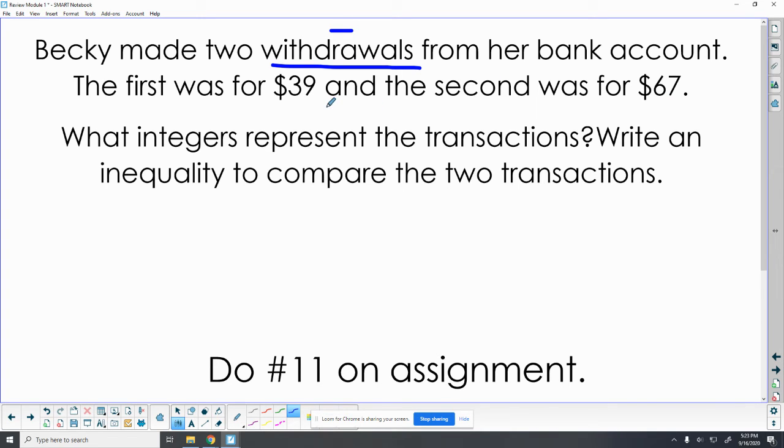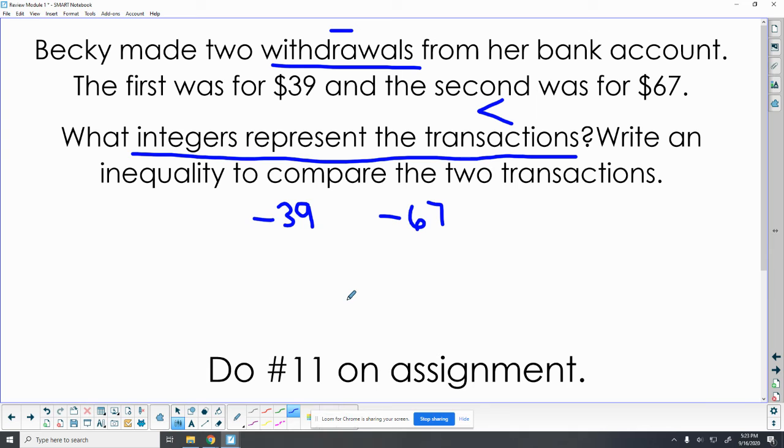And if I just compared her first and second withdrawals, the second time, she took out more money. She took out more money when she took out $67. But if we're thinking about the integers that represent what happened, she took out $39. She took that away from her bank account, and she took away $67 from her bank account. Now we're going to write an inequality to compare these numbers.